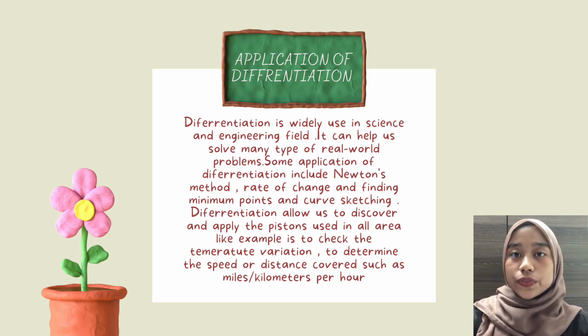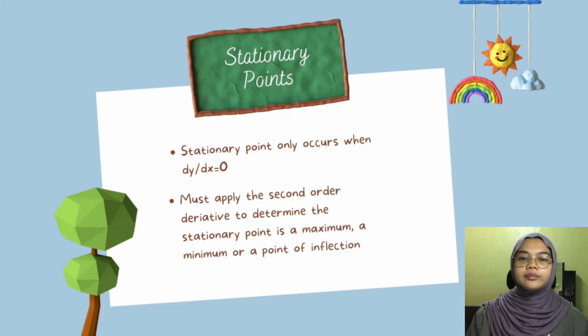Next, for application of differentiation. Differentiation is widely used in science and engineering fields. It can help us solve many types of real-world problems. Some applications of differentiation include Newton's method, rate of change, and finding minimum points and curve sketching. Differentiation allows us to discover and apply the constant used in all areas. For example, to check the temperature variation, to determine the speed or distance covered, such as miles or kilometers per hour.